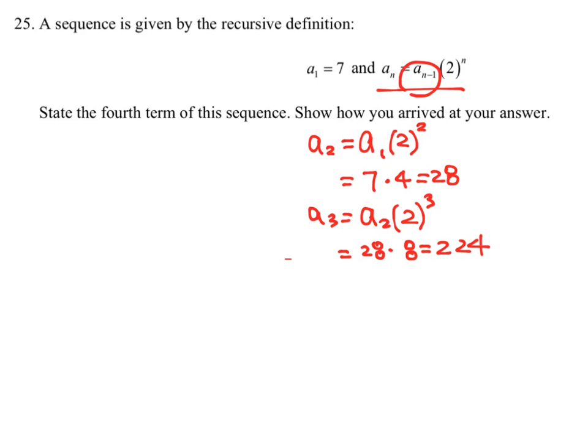We get 224. Now finally, a sub 4 becomes the third term value times 2 to the 4th power. Then we get 224 times 16. Hence we end up getting 3584 becomes our final answer. All right, let's move on to the next problem.